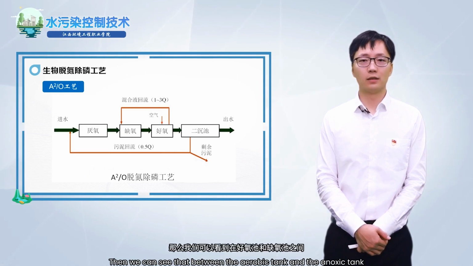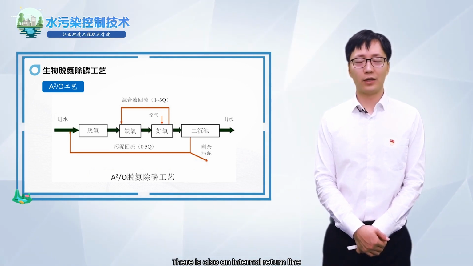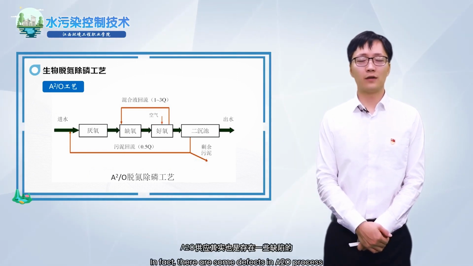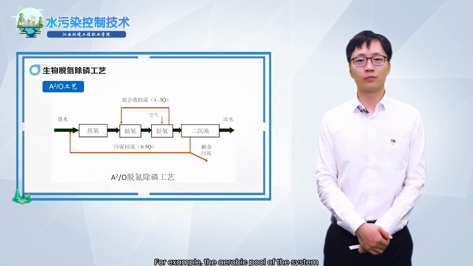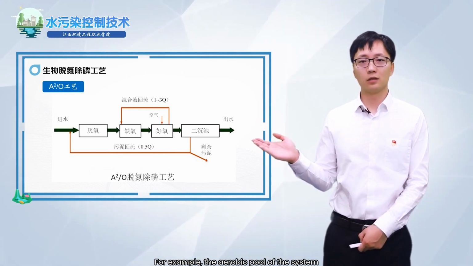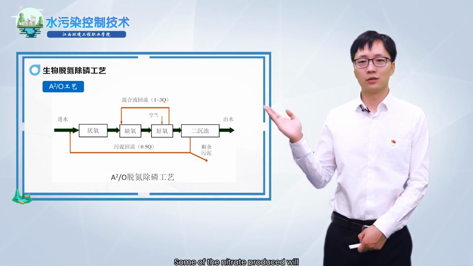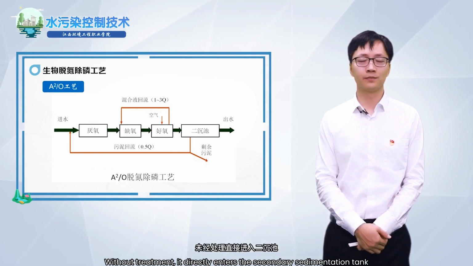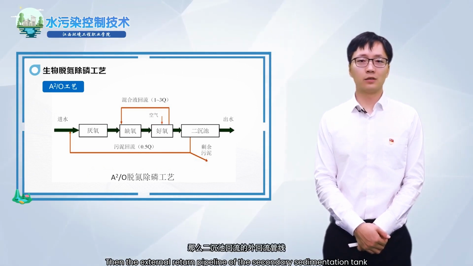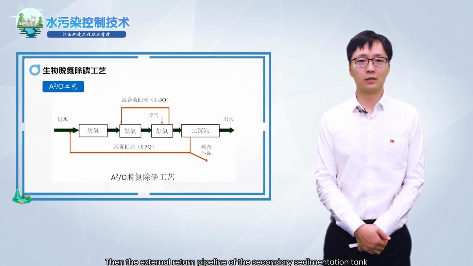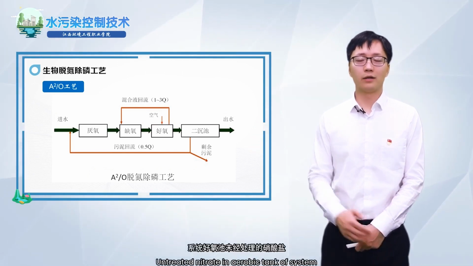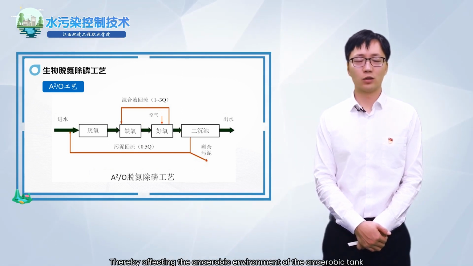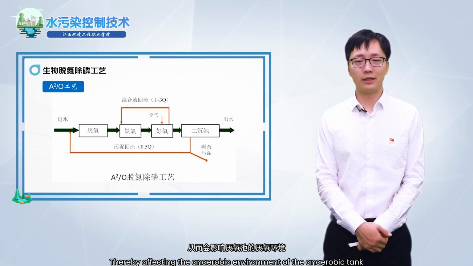Then we can see that between the aerobic tank and the anoxic tank, there is also an internal return line. This is our A2O process. In fact, there are some defects in the A2O process. For example, in the aerobic pool of the system, as mentioned earlier, some of the nitrate produced will directly enter the secondary sedimentation tank without treatment. Then the external return pipeline of the secondary sedimentation tank will also bring some untreated nitrate in the aerobic tank of the system into the anaerobic tank of the system, thereby affecting the anaerobic environment of the anaerobic tank.